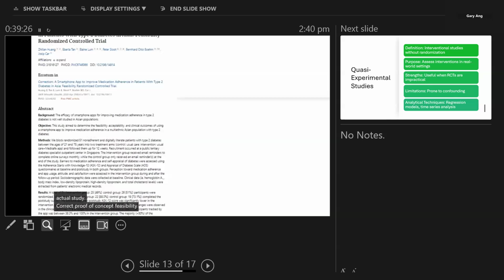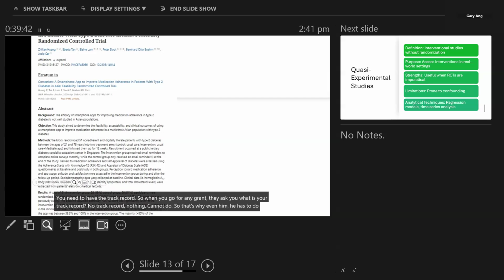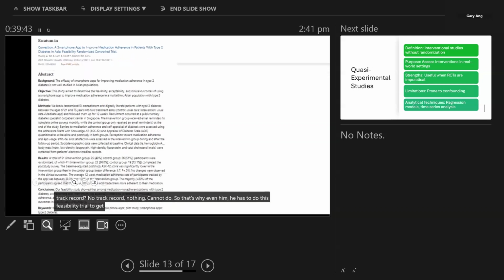Okay, because if you're not established, nobody will give you money to run a proper actual trial, because the trial is so expensive. You need to have the track record. So when you go for any grant, they ask you what is your track record. No track record, nothing, cannot do. So that's why even him, he has to do this feasibility trial to get money to do this.